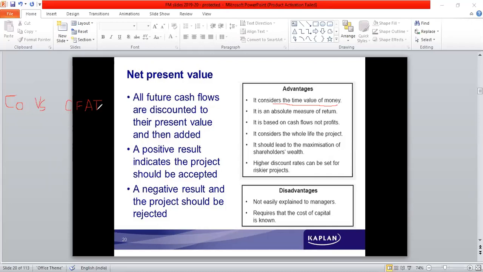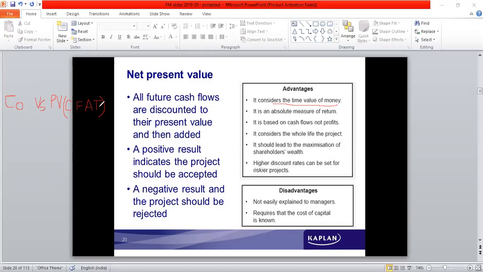Then we also have mentioned that this technique considers the time value of money. So all these cash flows after tax, the present value has to be calculated. So present value of cash flows after tax, how do we calculate? I will help you out. The present value of all the cash flows after tax added up. The sum total of all the present value cash flows after tax is considered for comparison with the investment.